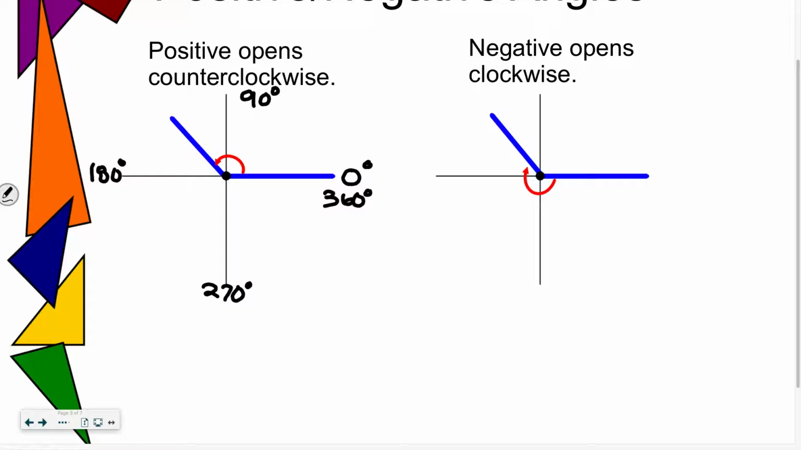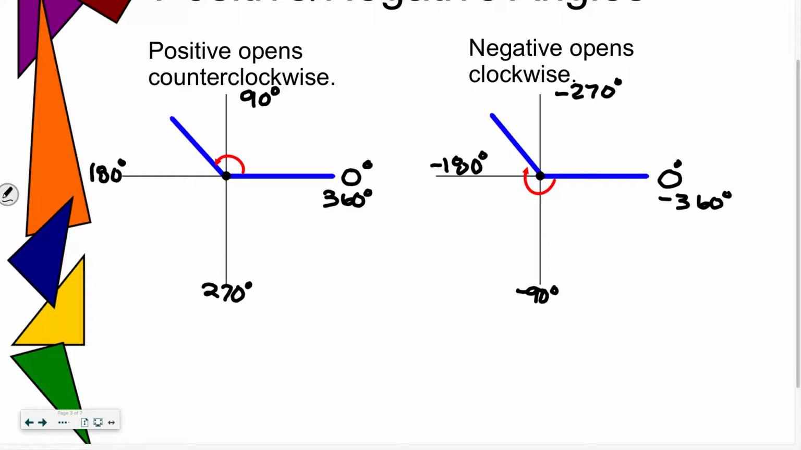Now, if you have a negative angle, the only thing that changes is you're moving clockwise. So you still start at 0 over here. But when you go clockwise, instead of being 90, it's negative 90. Then it's negative 180. Negative 270 is at the positive y-axis. And we're back to negative 360.